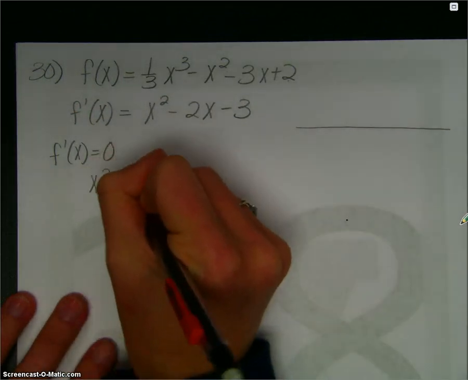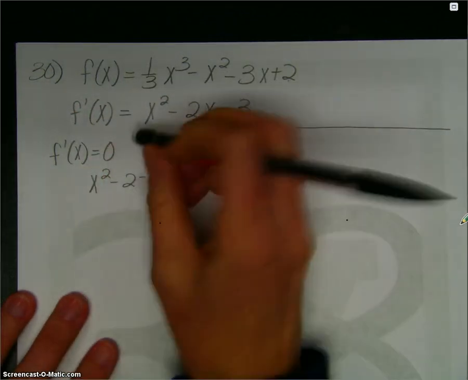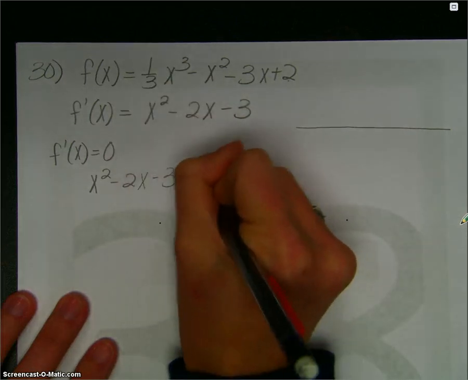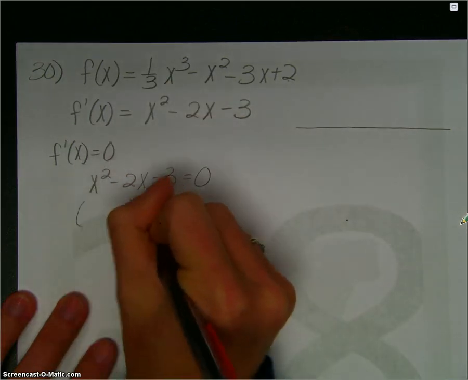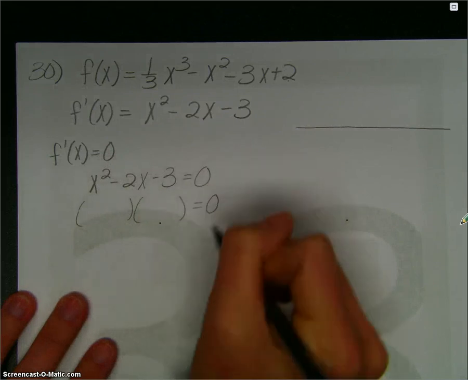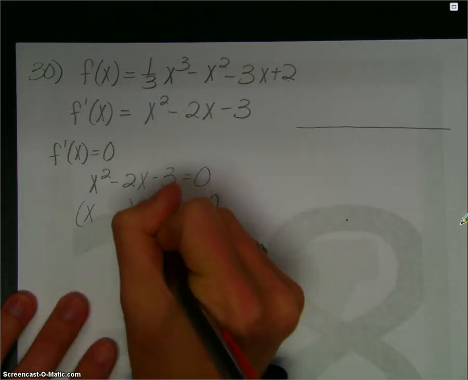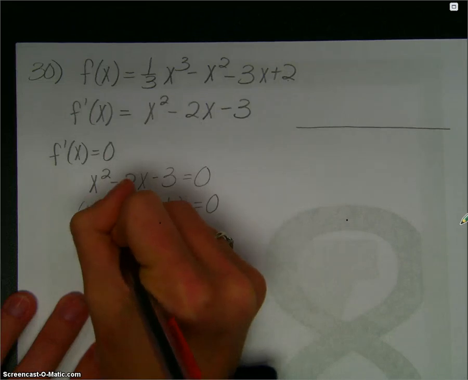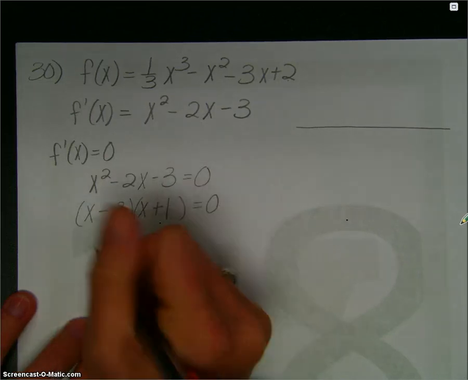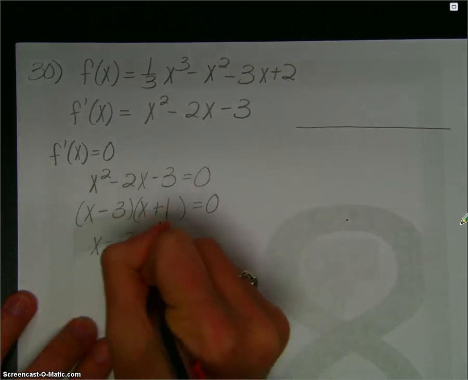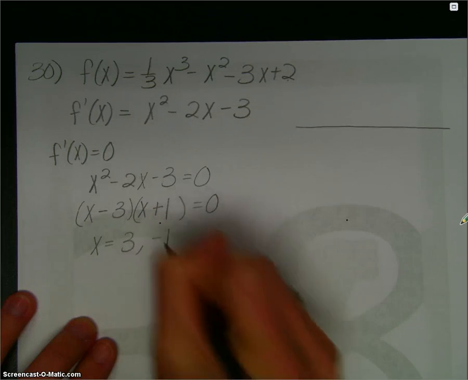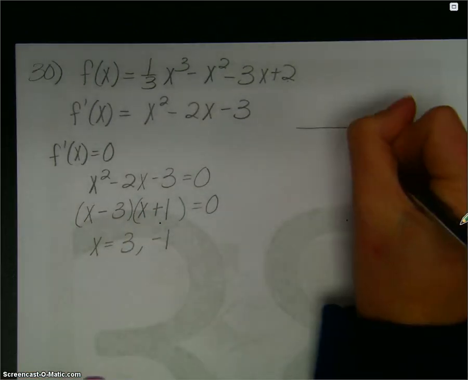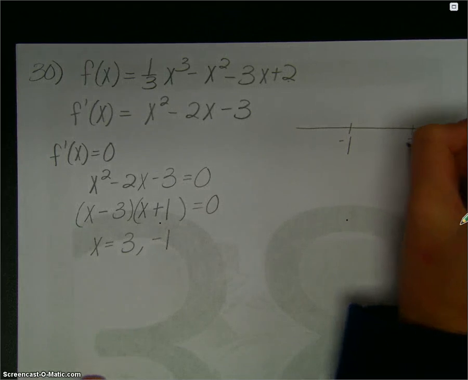So my first derivative, x squared minus 2x minus 3, is equal to 0 when I factor this. So that'll give me x and 3 and 1, and I'm going to need a negative 3 and a positive 1. So my two zeros are going to be at 3 and negative 1. Okay, so let's start by getting those on my number line. So negative 1 and positive 3.